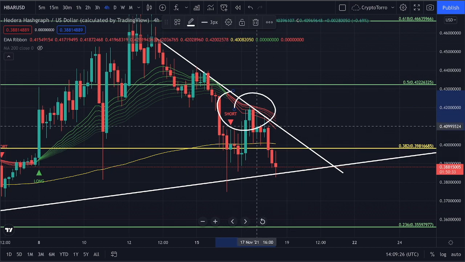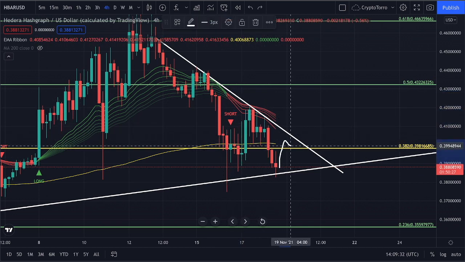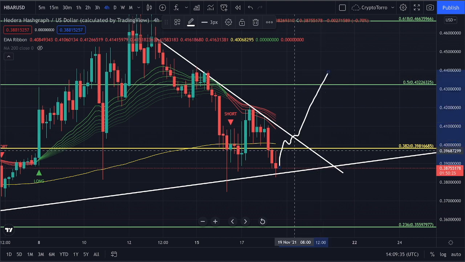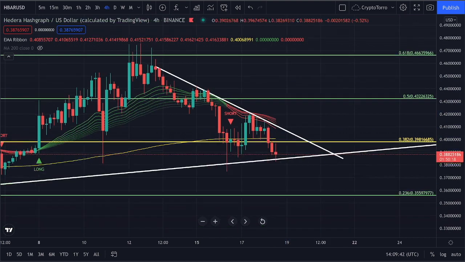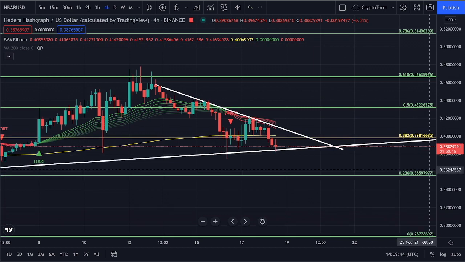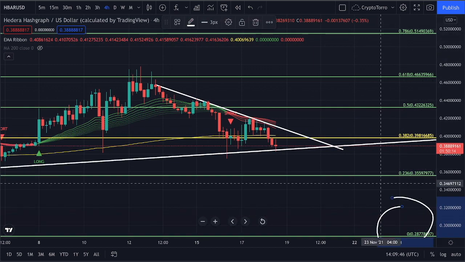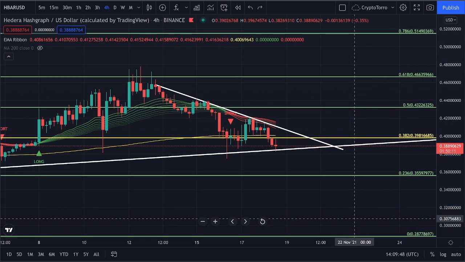Once we retested this descending resistance and the EMA ribbon, we were not able to break out above it, but we would like to see a breakout above it. Otherwise, a breakdown is even more likely to occur, heading towards that $28 level that I discussed previously at the 200-day moving average on the daily time frame.